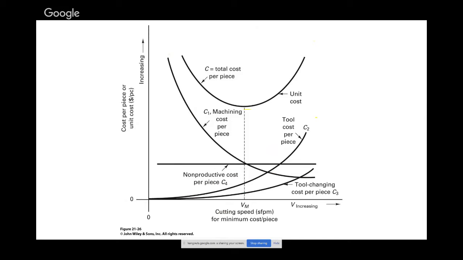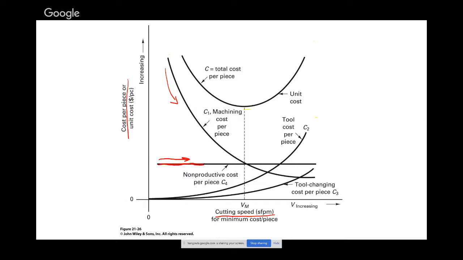This is a chart that relates the cutting speed to the cost per piece. Okay, what you find if you look at this graph is that the faster you cut, the machining cost itself goes down and down and down nonstop. Okay, you've got these non-productive costs per piece, such as a certain amount of material that you're using, and so it doesn't matter how fast you go. There are some things where the cost just stays the same.